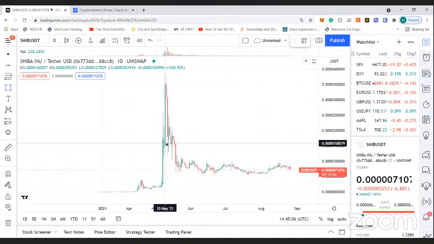But right now, crypto is still so small that you need the macro. You really do need the macro to understand what you're doing. Now, what's going on with SHIB?